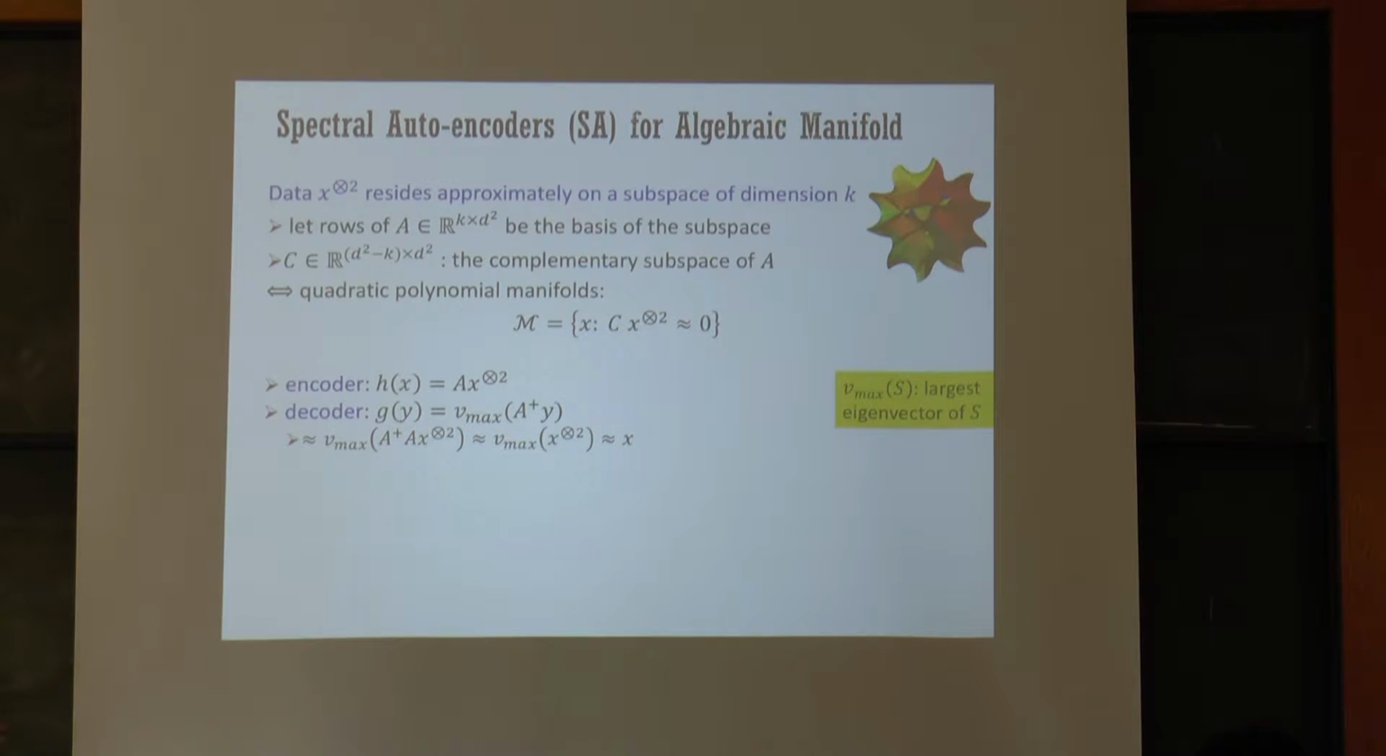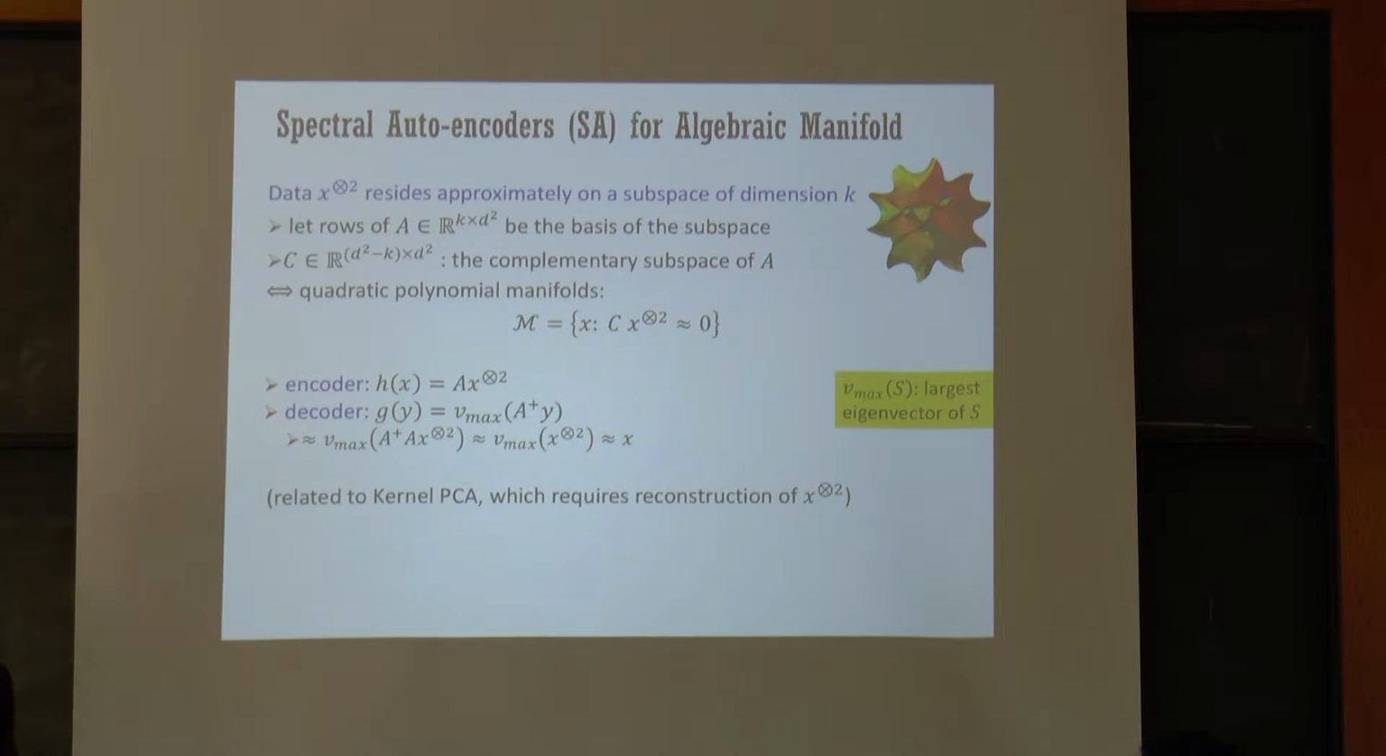And if we shape this x to the tensor power 2 as a matrix and take the top eigenvector, we expect to have x back. So this is the decoder that we're going to consider. And let me just mention that this is related to kernel PCA.